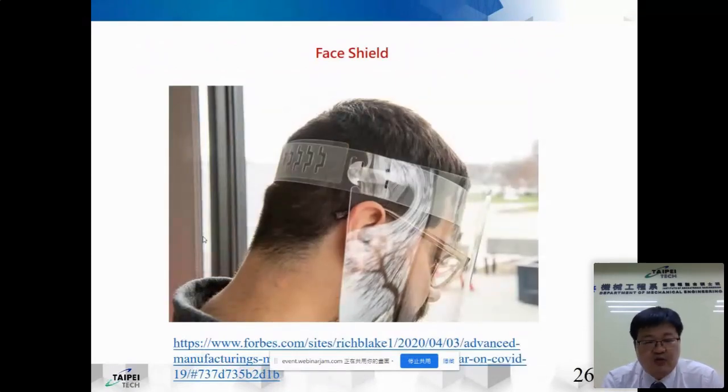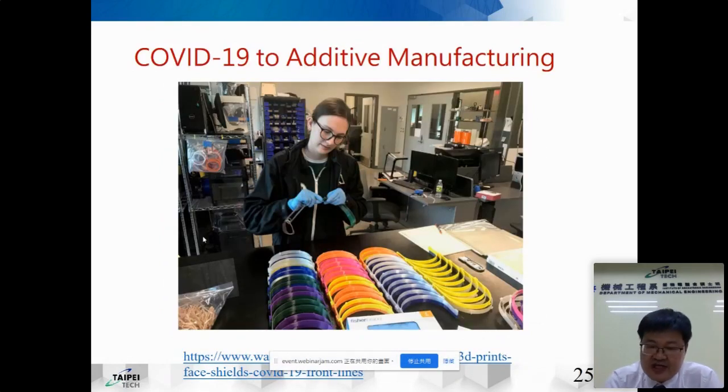But in fact, what is important is the transparent film. So a face shield does not necessarily need to be 3D printed. If you know 3D printing, if you have experience printing something, you know it takes a long time to complete one object. So it's not economic at all. But there's one major advantage, which is to meet the market. When the market needs something, there's no time for you. So you can use a 3D printer to print immediately.